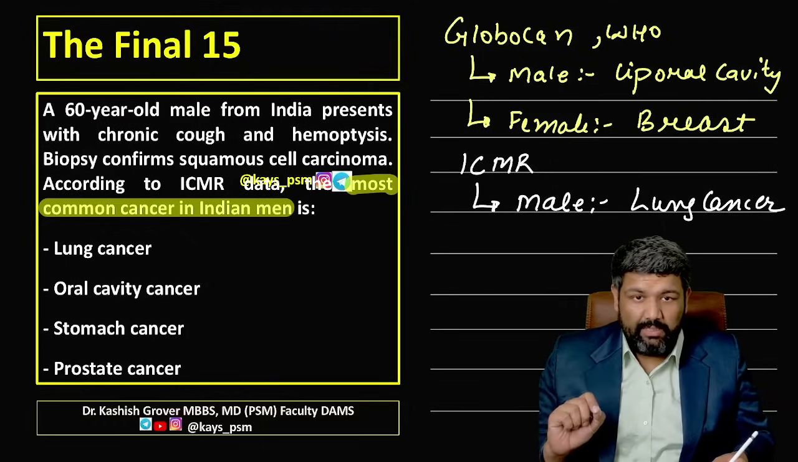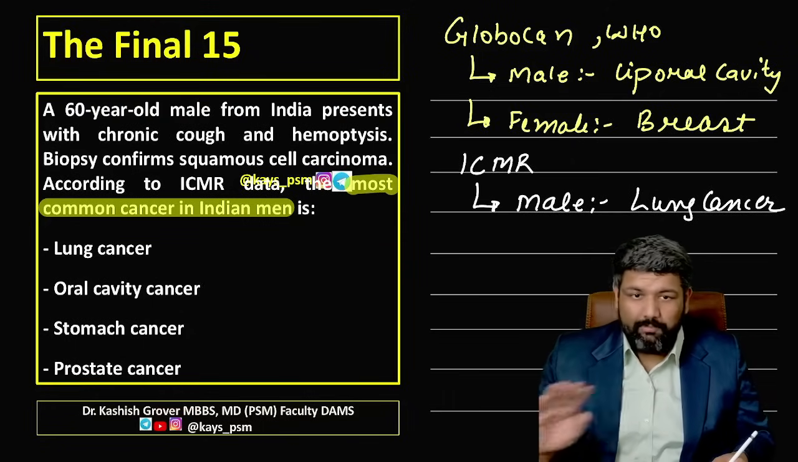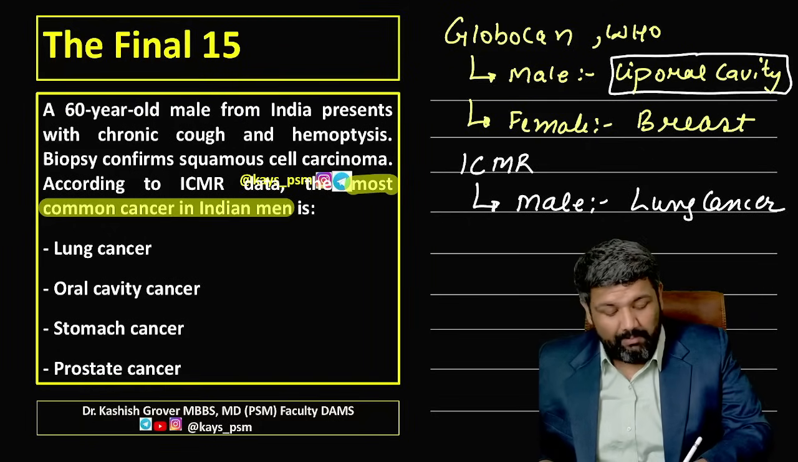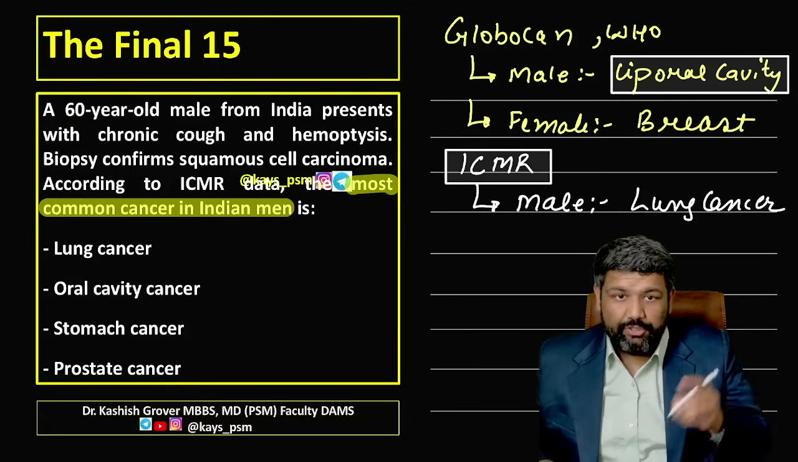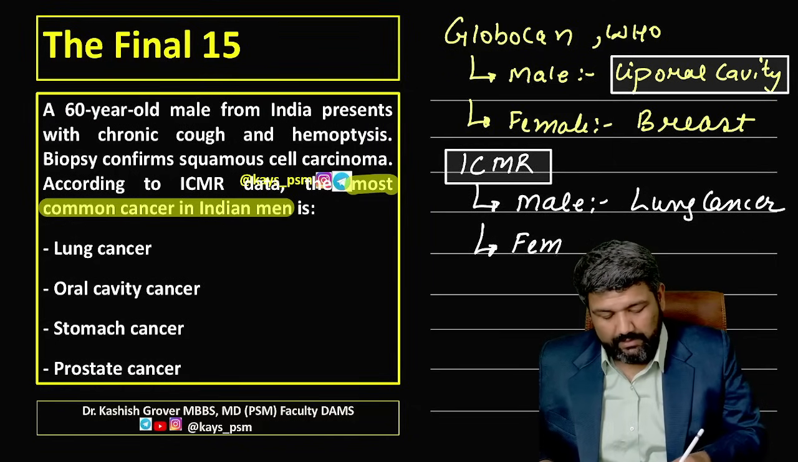If they mention ICMR, it is lung cancer. If they mention Globocan, it is lip oral cavity. If you do not mention anything, then the answer should be lip oral cavity. But if they specify ICMR, then the answer should be lung cancer in male. And what about female? It is breast cancer.